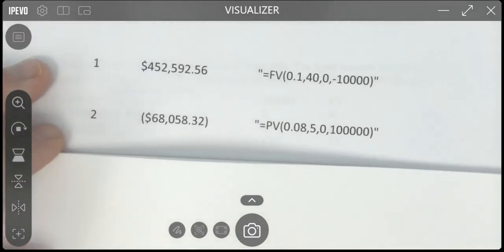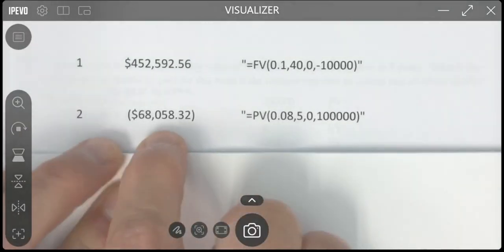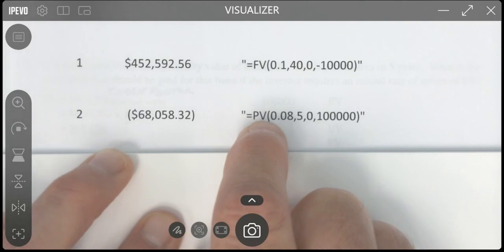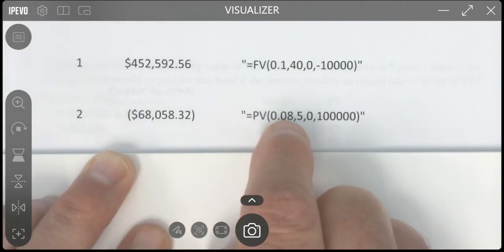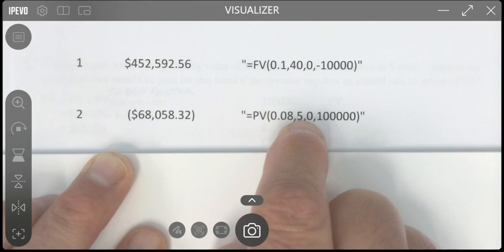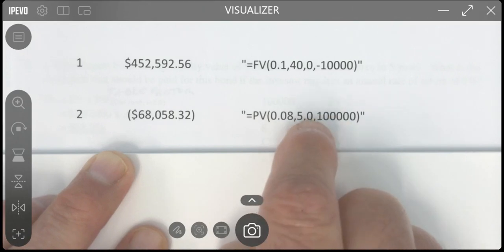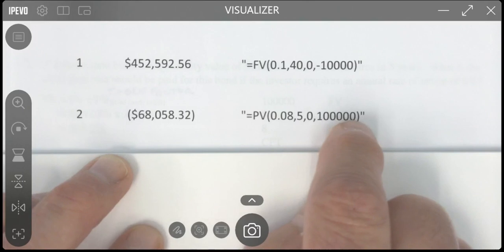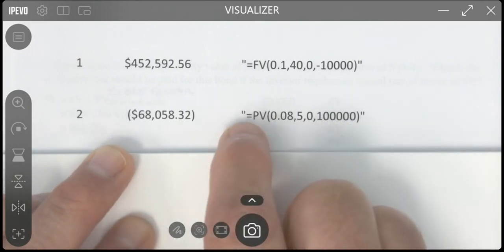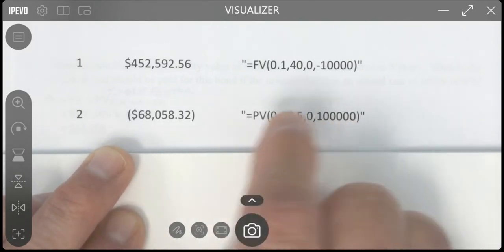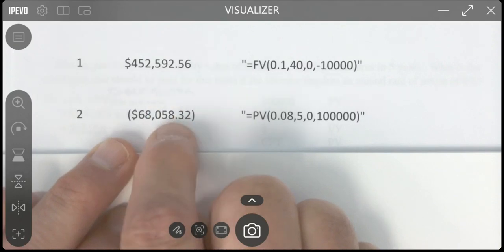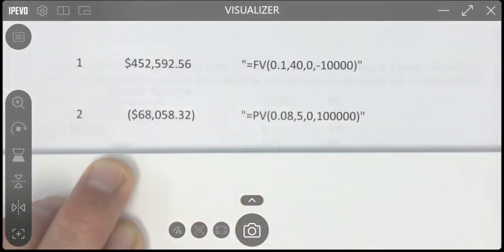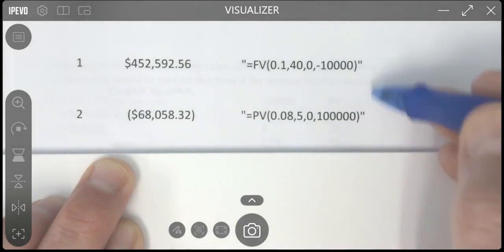If you were doing that in Excel, there's that answer again. Equals present value. So this is the present value function. Rate, number of periods. Payment is 0. There is no periodic interest payments. And then 100,000 is the future value. That's the present value function, and that'll return 68,058.32.